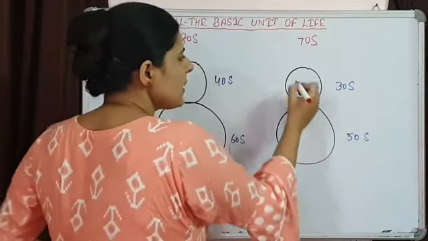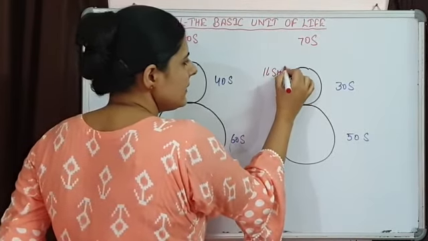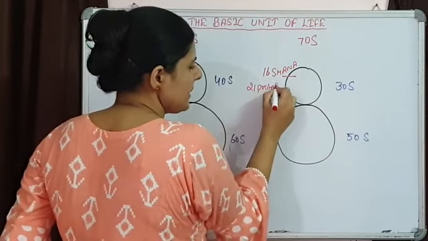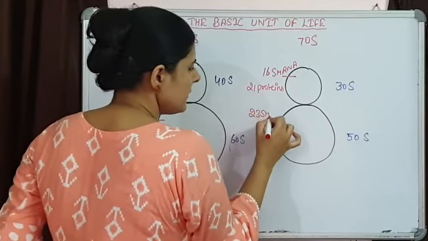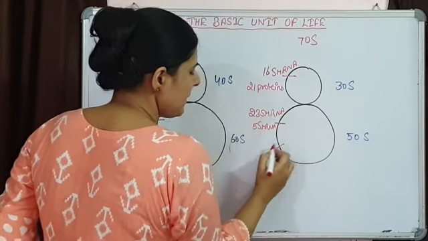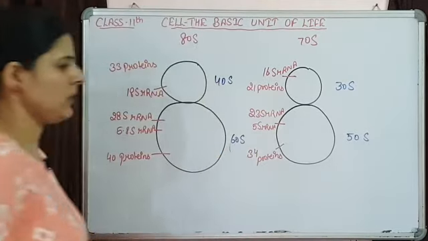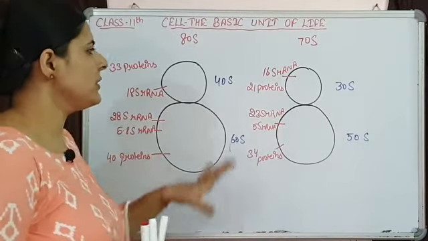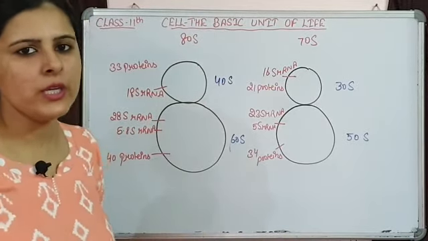If we talk about these subunits, then this smaller subunit is having 16S rRNA and over here 21 proteins are present. Over here 23S rRNA is there and 5S rRNA, plus it is associated with 34 proteins. So these are the rRNA and protein components of different subunits of different types of ribosomes, eukaryotic and prokaryotic ribosomes.